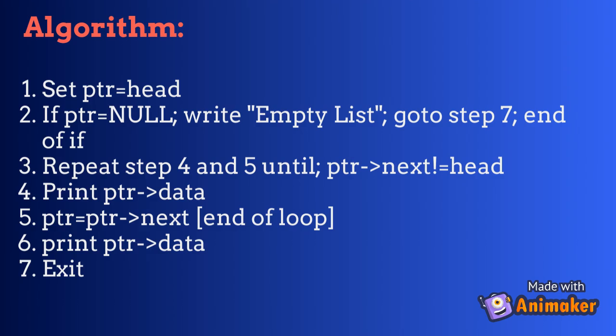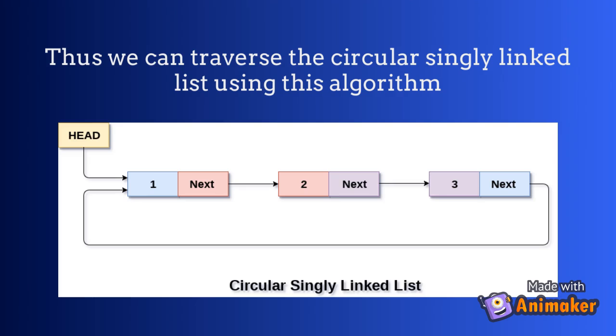Set PTR is equal to head. If PTR is equal to null, write empty list. Go to step 7. End of if. Repeat steps 4 and 5 until PTR next is not equal to head. Print PTR data. PTR is equal to PTR next. Here the loop ends. Print PTR data. Exit. Thus, we can traverse the circular singly linked list using this algorithm.